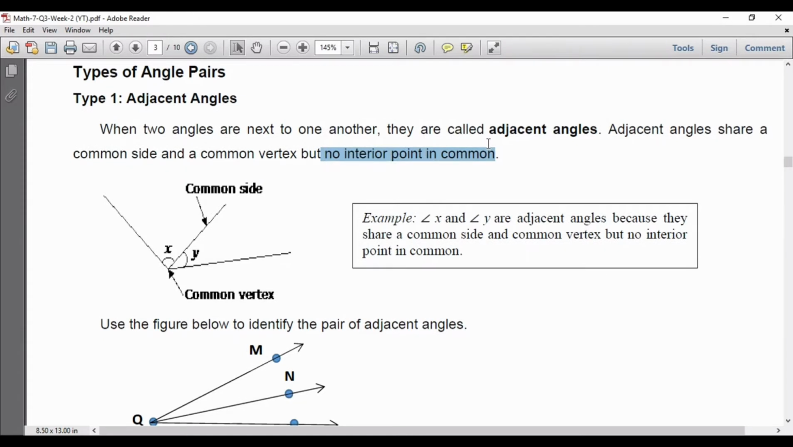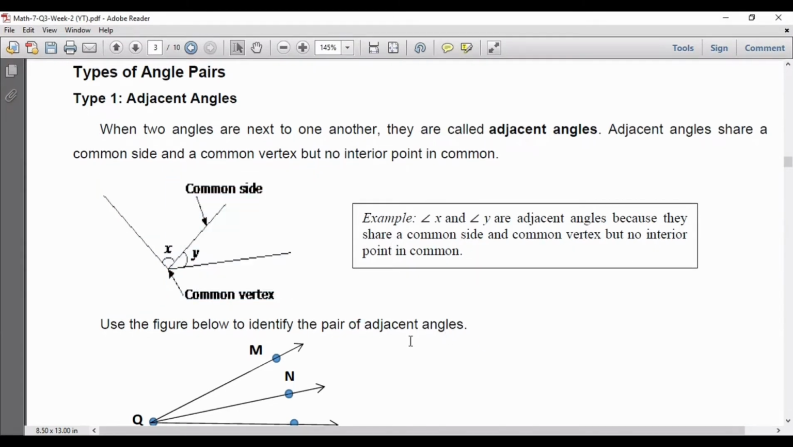That is why we say it's inductive reasoning. We need to see that they should have a common side, common vertex, but no interior point in common. So for example, angle X and angle Y are adjacent angles. Why? Because they share a common side, a common vertex, but they don't have an interior point in common. So this one is the angle X. And this one is the angle Y.